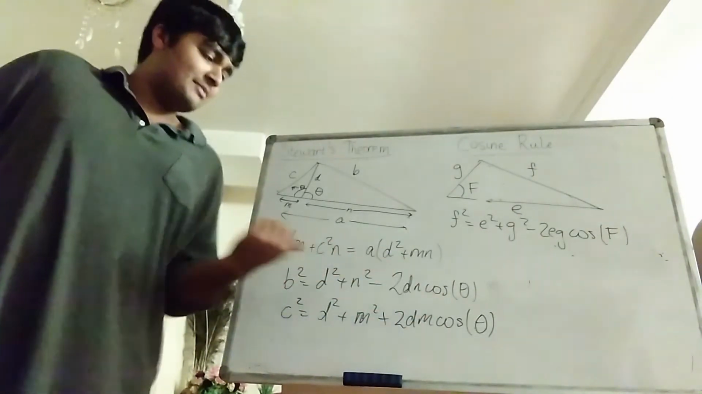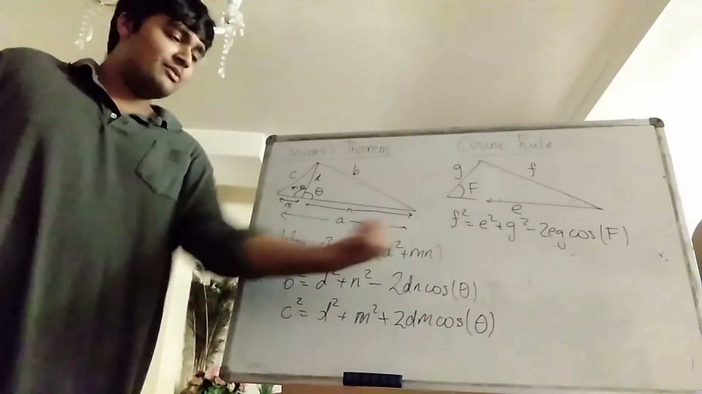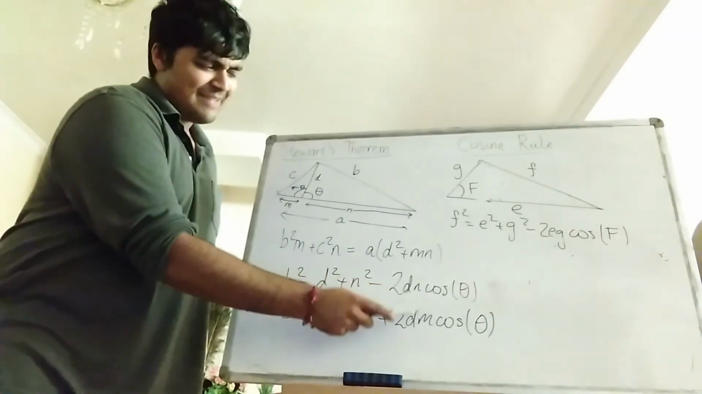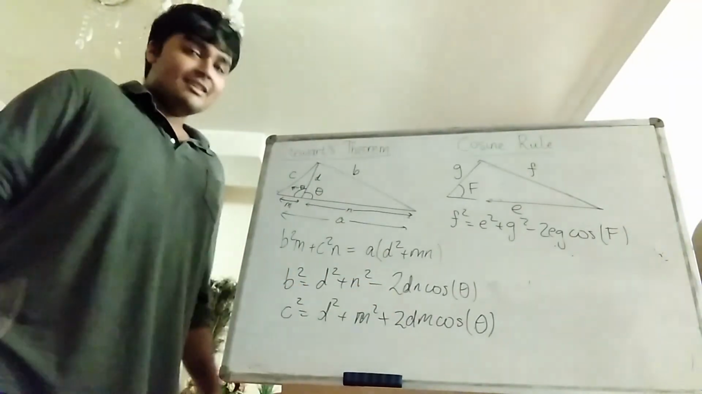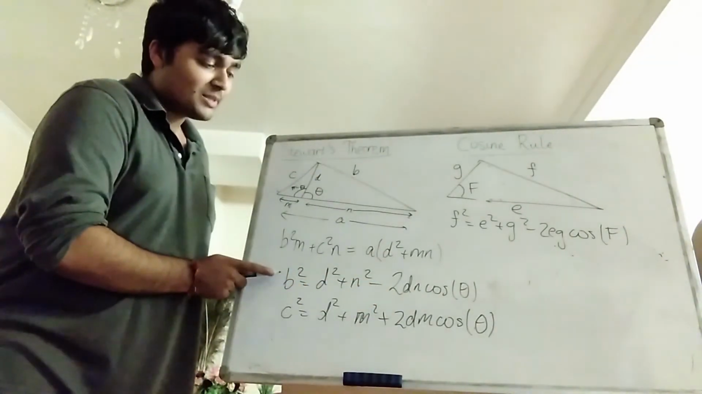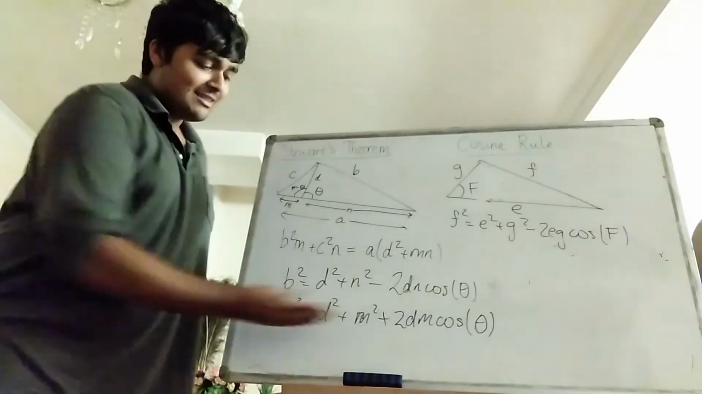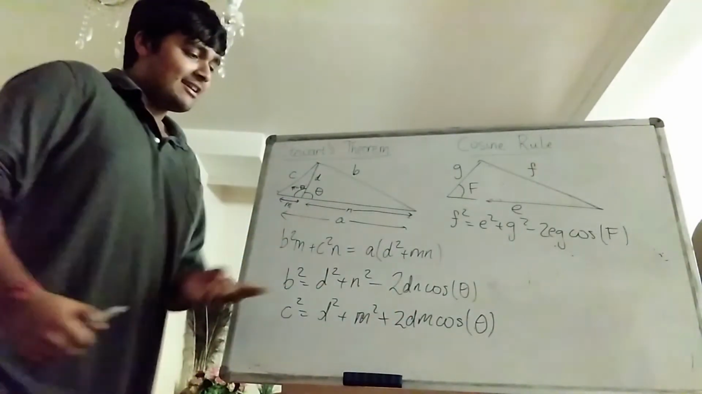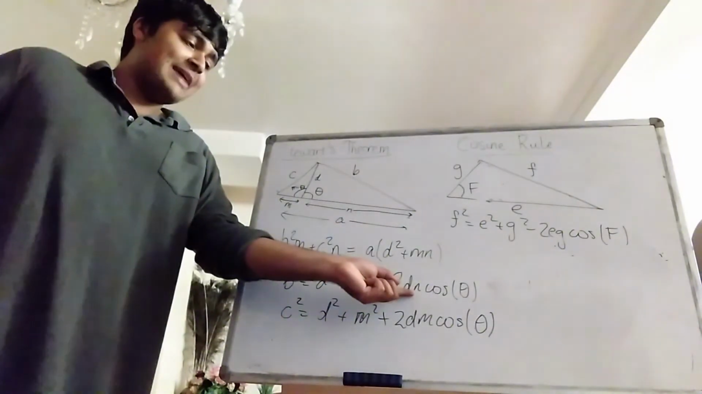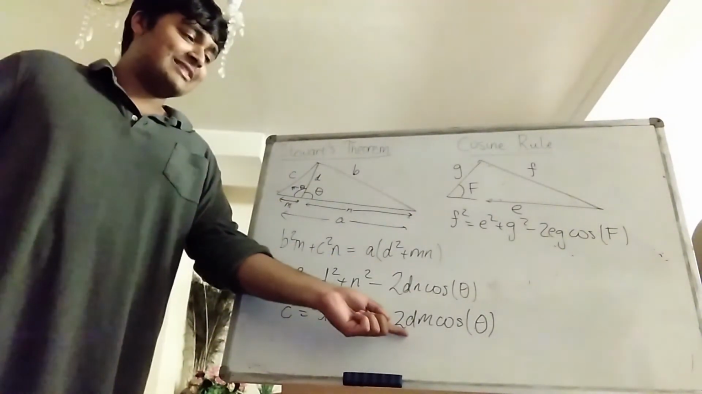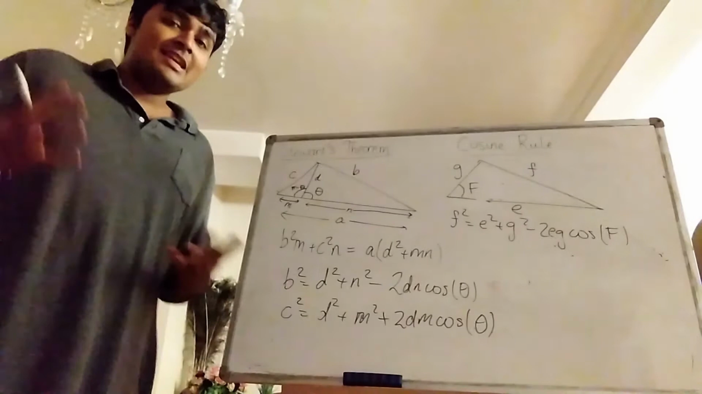Now what I want to do is add these two equations together to get rid of this cosine term, because you can see here there's no cosine involved, but I can't do that because you've got an n there and an m there. To resolve that problem, I'm going to multiply this top equation by m and the bottom equation by n, and then I can add them up, and I'll have 2dmn cos theta there and 2dmn cos theta there. So when I add these two equations up, they'll cancel.